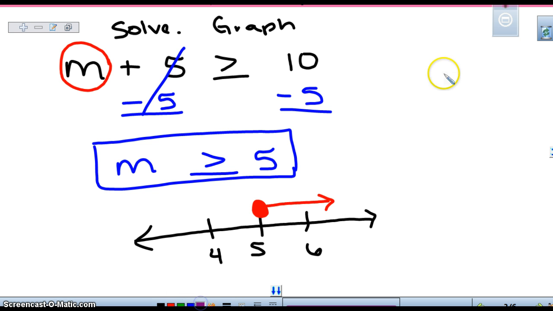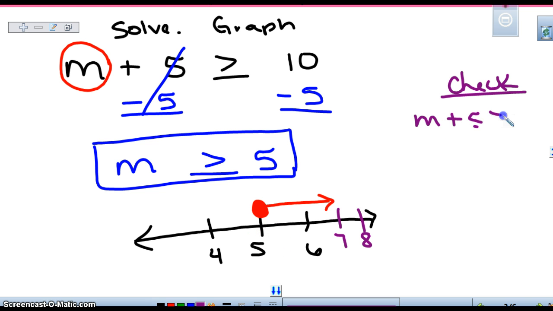If we check this, we would check using any of the numbers that fall under the graph. So that means we could check with 5, with 6, 7, 8, or any number coming after or being greater than 5. That means m plus 5 is greater than or equal to 10. What number should I use? 6. If I use 4, am I going to get a true answer? 4 is not under our graph. So we can use 5, we can use 6, 7, 8, 9, 10, and so forth.